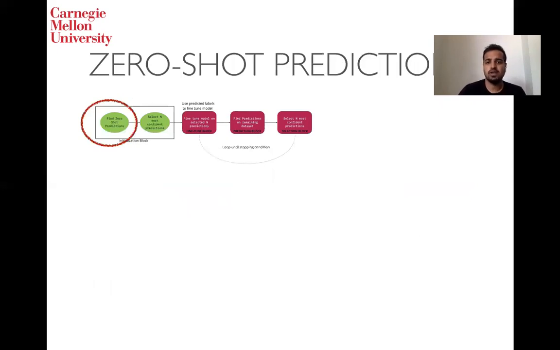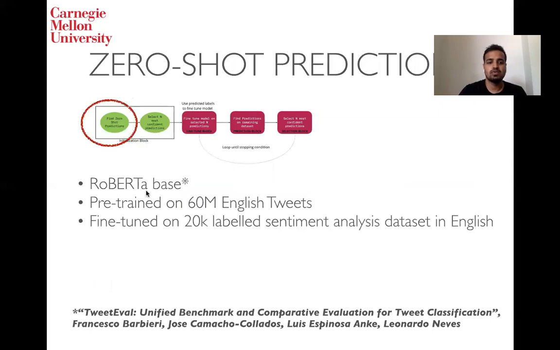For zero-shot predictions, we use a RoBERTa-based model pre-trained on 60 million English tweets and fine-tuned on a sentiment analysis dataset for English tweets, which had roughly 20,000 utterances. This is the same model as released in the paper TweetEval and is also available open source.